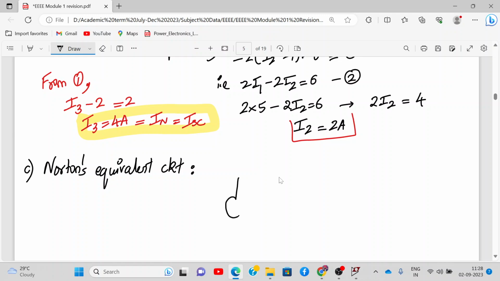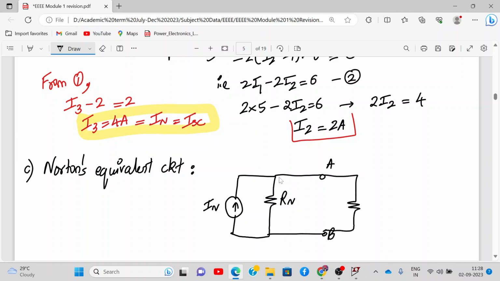So Norton's equivalent circuit is here. IN in parallel to RN, the Norton's resistance. You have points A and B, and between A and B, connect your RL back. RL is over here. Alright. Now we need to find the current flowing through this. Now let me add the values. ISC is 4 ampere. What was RN? 2 ohm, right? And RL is 4 ohm. And we need to calculate I of 4 ohm.